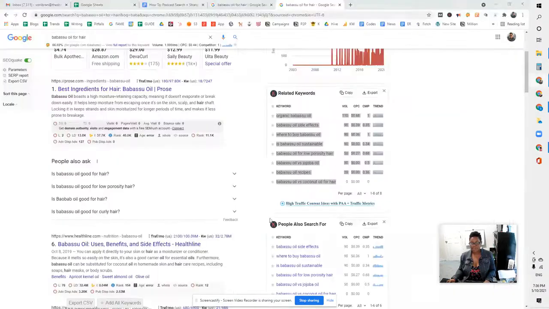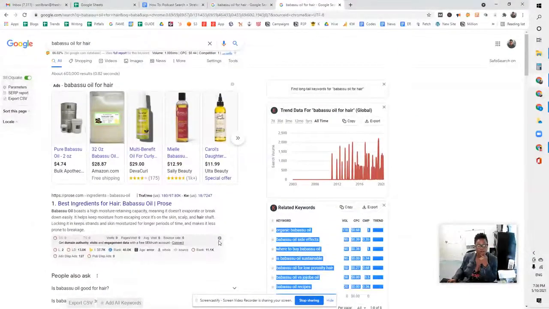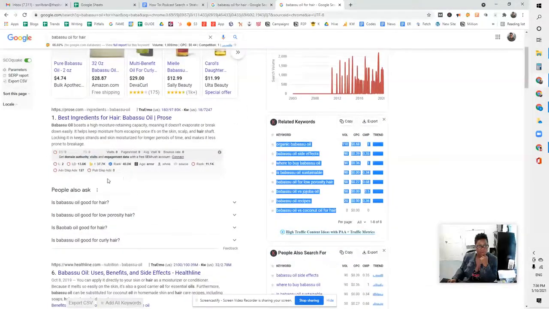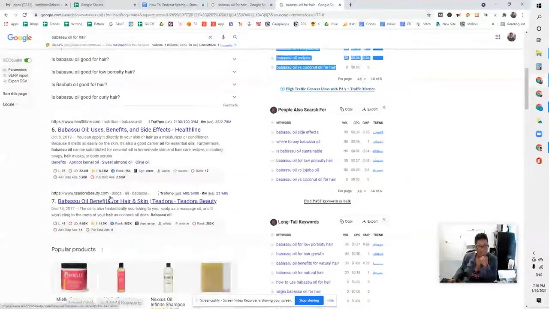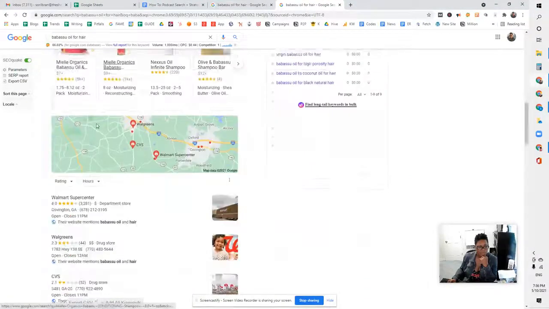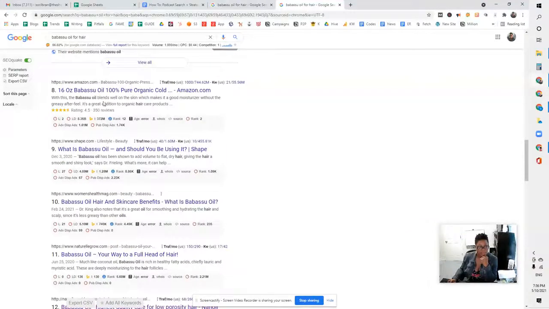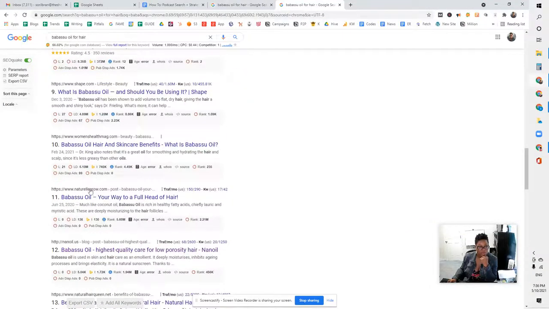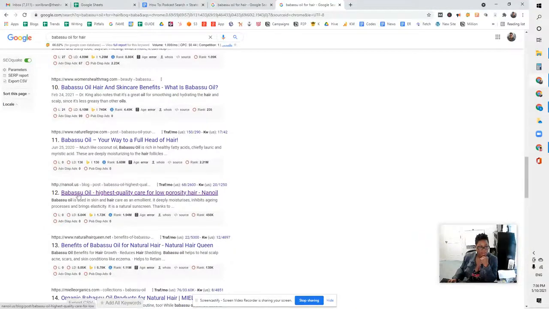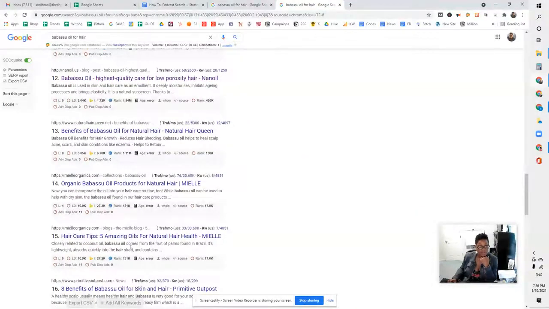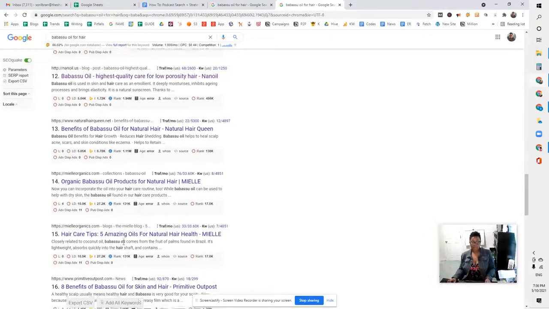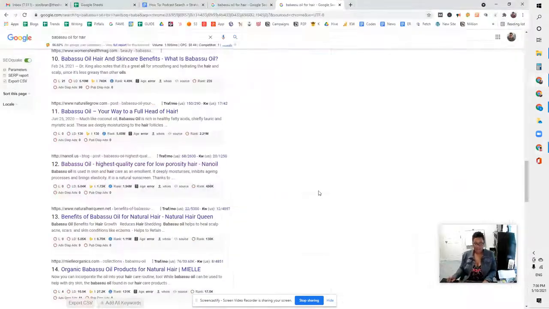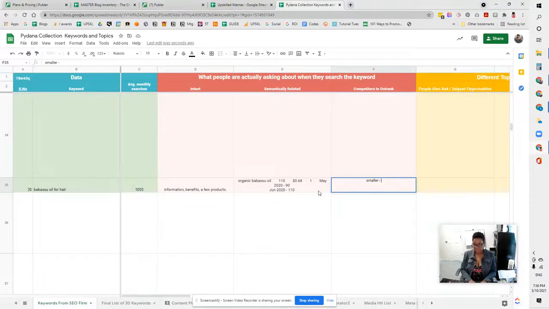The next thing is the competitors to outrank. One of the easiest things to do when you're doing keyword research is to figure out who else is ranking for the same terms. You got Healthline, Theodora Beauty, Amazon, Shape. Amazon's going to be a product. Shape, Women's Health Magazine, Natural Glow, Nano Oil US, which means that sometimes your competitors are NBC and Oprah and stuff like that. This time that's not the case. So the competitors are going to be smaller. I would normally just write this in, but I'm running out of time. Smaller publications and brands.